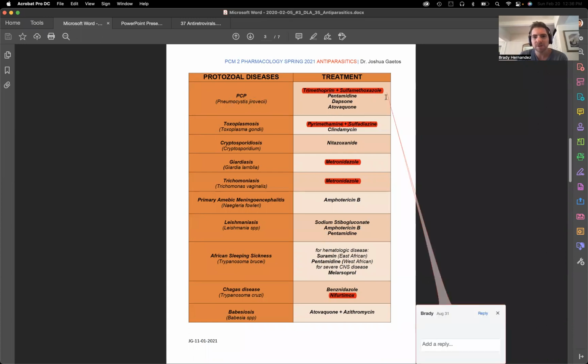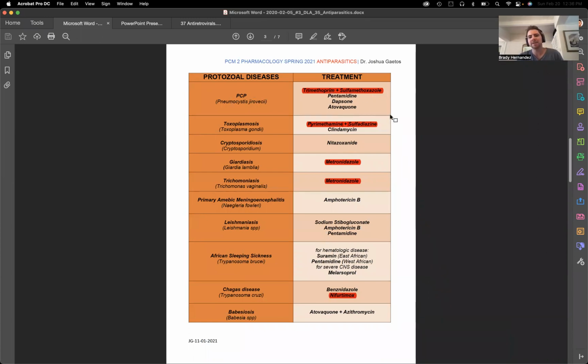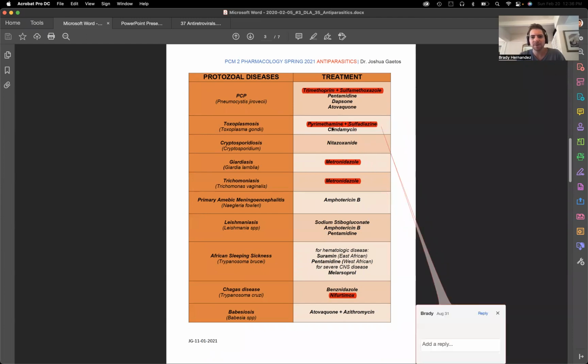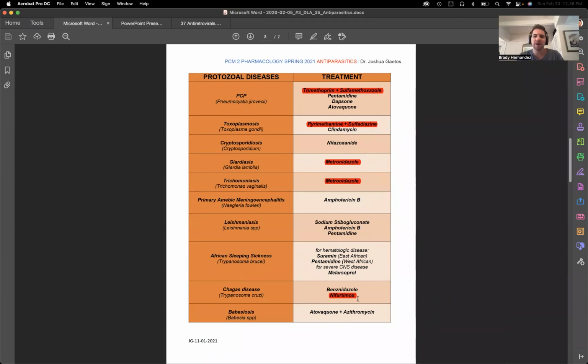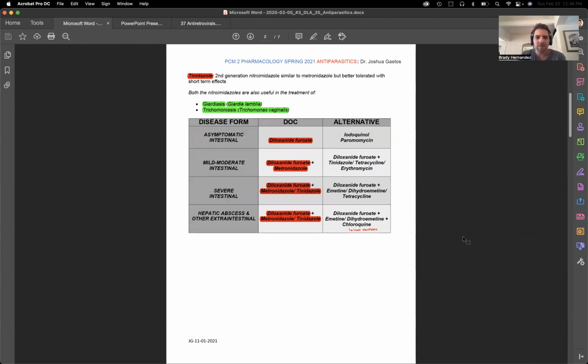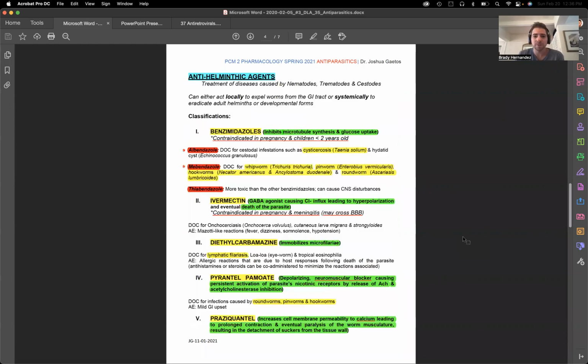PCP for those AIDS patients, you can give TMP-SMX first line. Toxoplasmosis, that's a good one to know. The ones I have highlighted here are probably the ones I would make sure to know. Metronidazole, right, for those GI problems, and trichomonas as well. Metronidazole, Chagas disease, yeah.